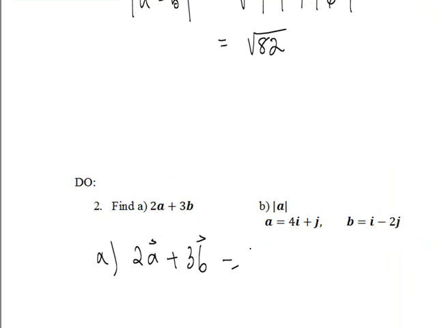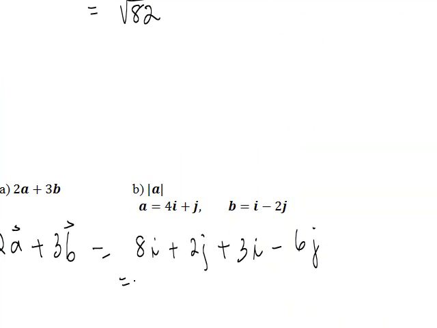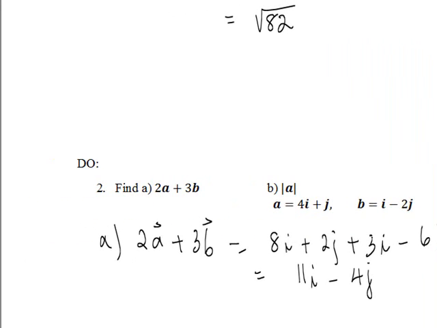Anybody? 8i plus 2j plus 3i minus 6j giving you. Where does the 5i come from? 11i minus 4j. Great.